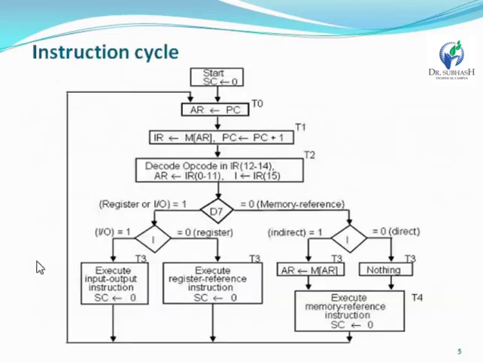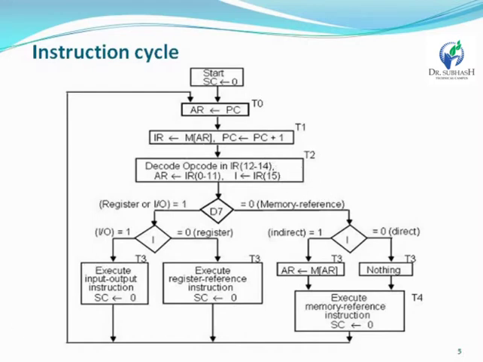First of all, we can look at a diagram of the instruction cycle. How can we explain this diagram? Initial condition: the sequence counter, SC, is 0. Then the process can start. AR is the address register. PC means program counter. So we can see IR and all the short forms.